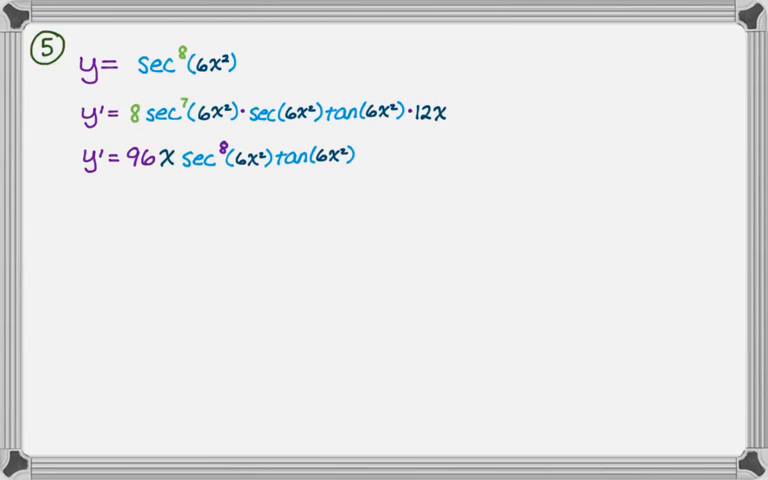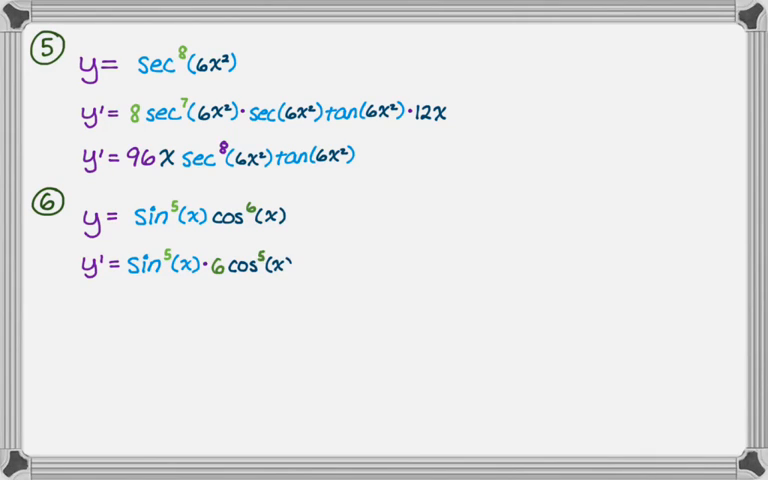Okay, let's take a look at another one. So this one is going to involve the chain rule and the product rule. So we have y is equal to sine to the 5th of x times cosine to the 6th of x. Okay, so let's do this. So it's a product, so we're going to product rule. So it's first, so sine to the 5th of x, times the derivative of cosine to the 6th. So it's something to the 6th, so it's going to be 6 times that thing to the 5th, times the derivative of that thing. The derivative of cosine is negative sine.